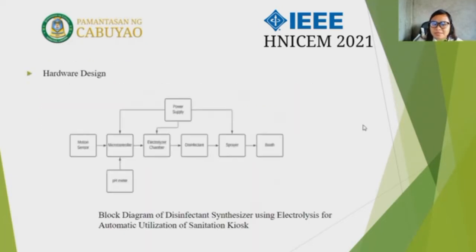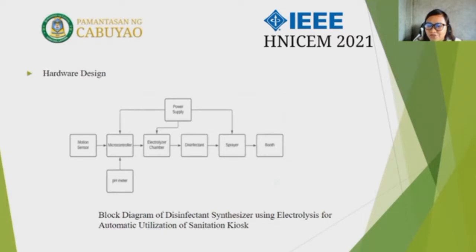System design: this is the hardware design. It illustrates the block diagram of the process involved. The power supply will convert the AC voltage to the DC voltage required by the electrolysis element and other modules of the device. The design project will utilize an electrolyzer chamber as the electrolysis element of the process. The chamber is where the salt and distilled water are electrolyzed up to the set pH level to produce disinfectant.